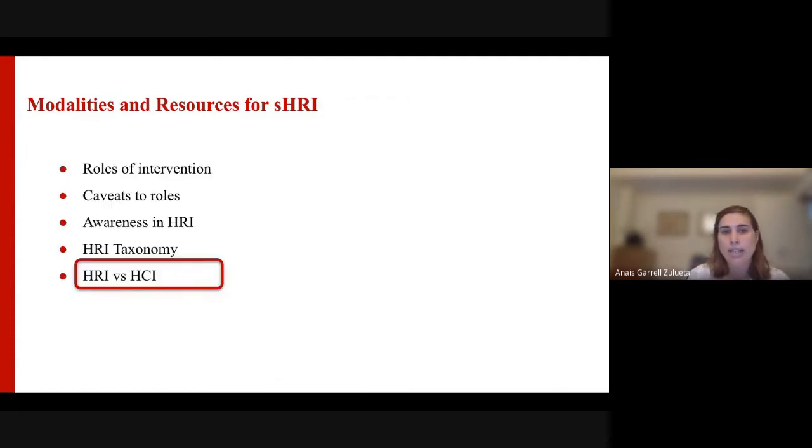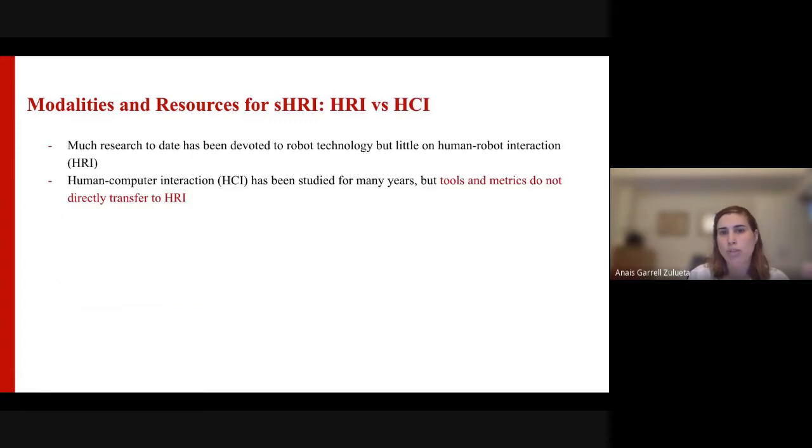Okay, and finally, the comparison between human-robot interaction and human-computer interaction. The point here is that human-computer interaction has a lot of years, more than 100 years, but human-robot interaction has more or less 25 years.